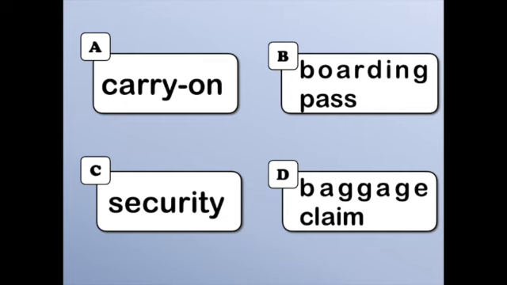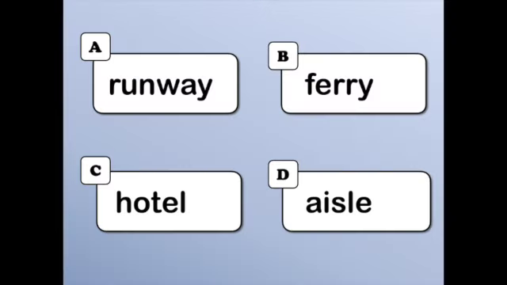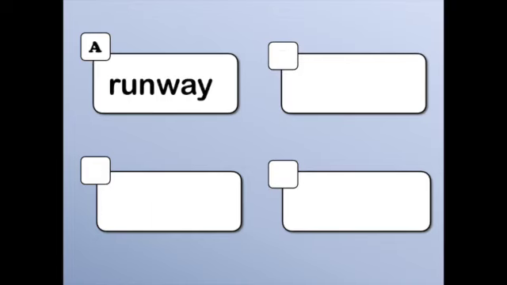Okay, next one. This document issued by an airline allows a passenger to board a specific flight. It is boarding pass. Yep, your boarding pass. Okay, next one. This long strip of prepared surface at an airport is used for taking off and landing an aircraft. And what is it? It's a runway. Again, so listen to those key words there. So in this case, taking off, landing, aircraft.